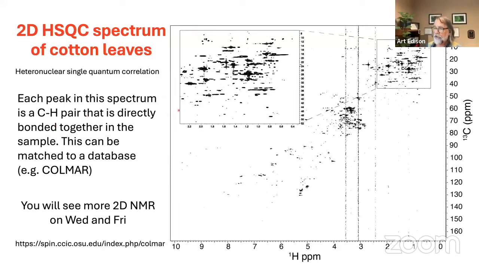This is called a heteronuclear single quantum correlation spectrum, or 2D HSQC spectrum, carbon versus proton correlation of that same cotton leaf sample. In this case, you have the same chemical shift range along proton as you had before in the 1D. But now peaks are separated in a second dimension that is carbon 13 in this case, and so this region right here is expanded over here.